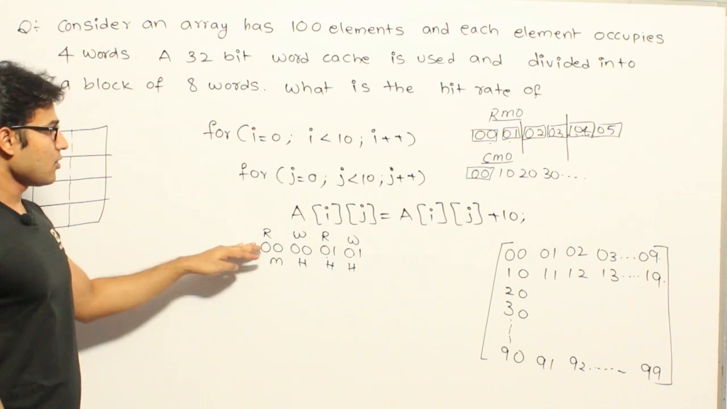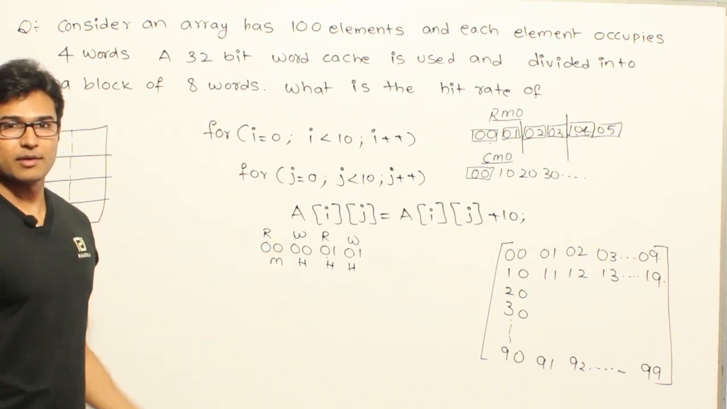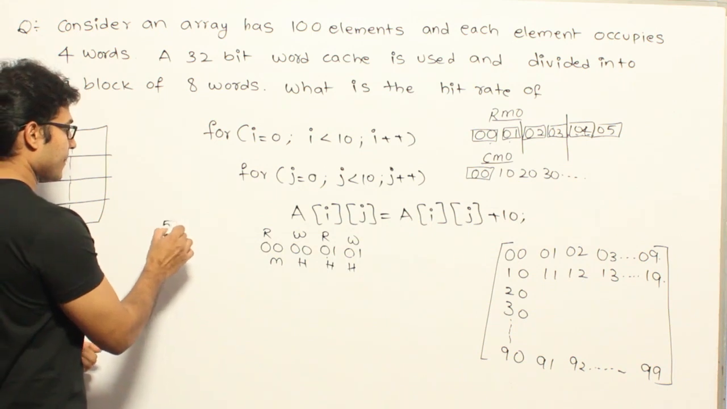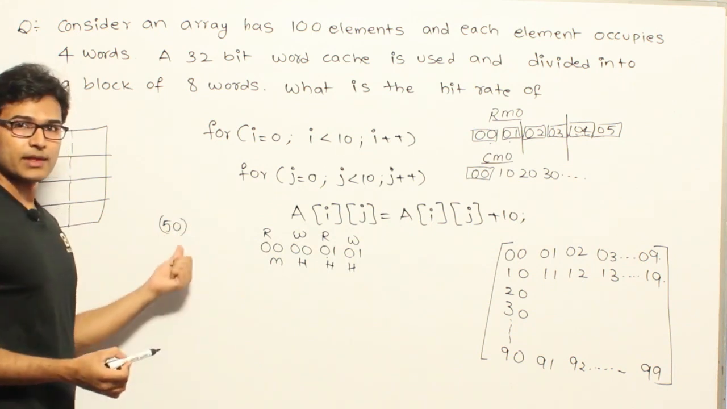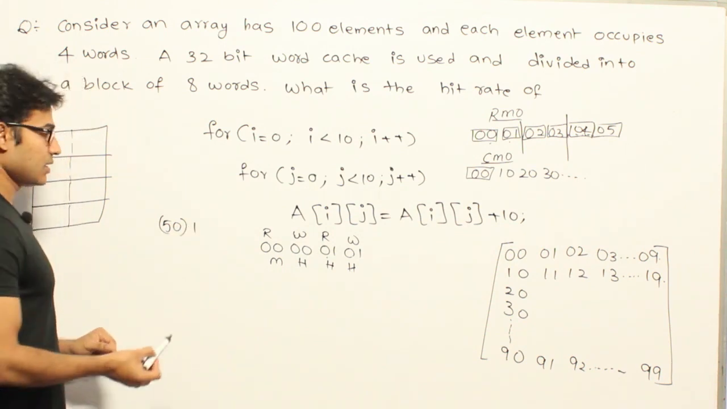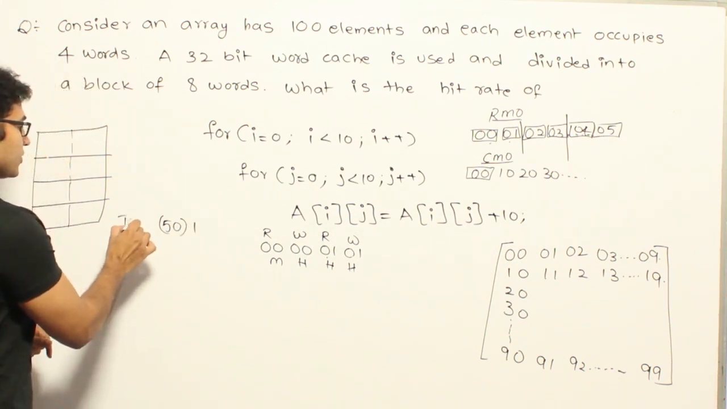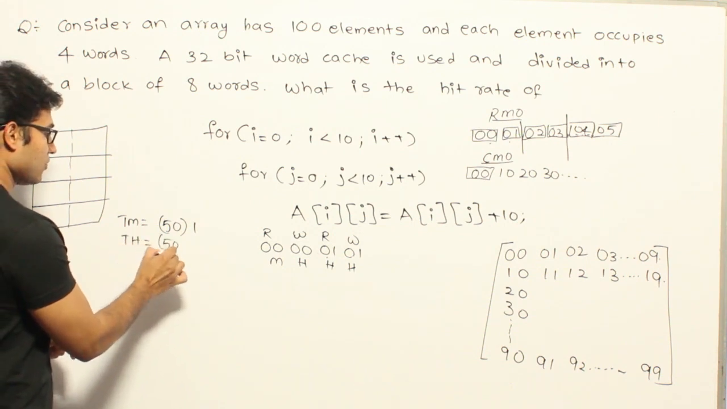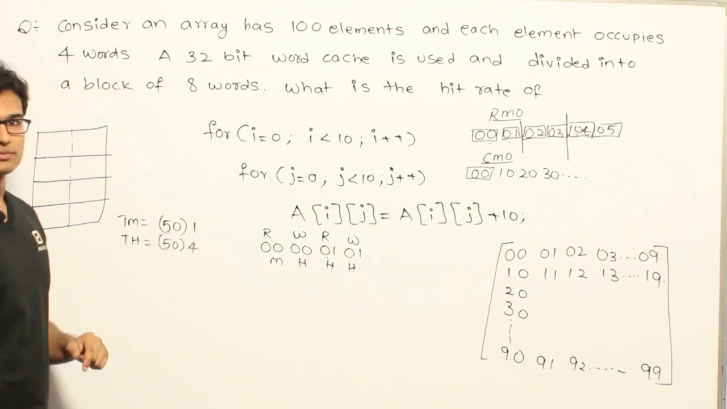Got it? And now you can write all those 100 numbers into 50 pairs, and there are 50 pairs. In every pair we are going to have one miss, right? So the total number of misses is going to be this much, and the total number of hits is going to be, out of 50 pairs, 4, right?